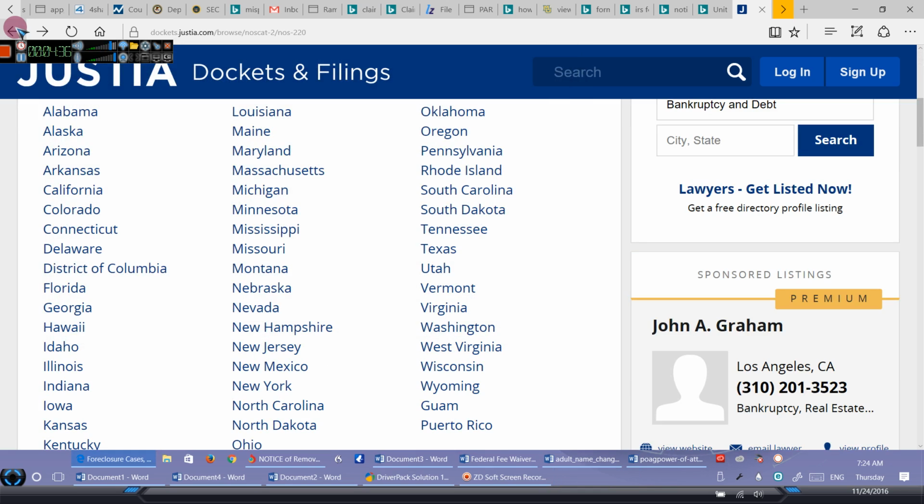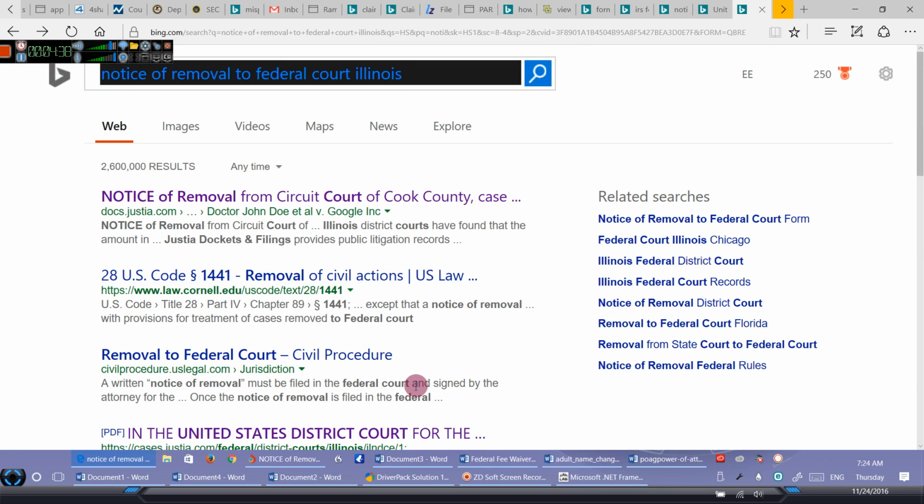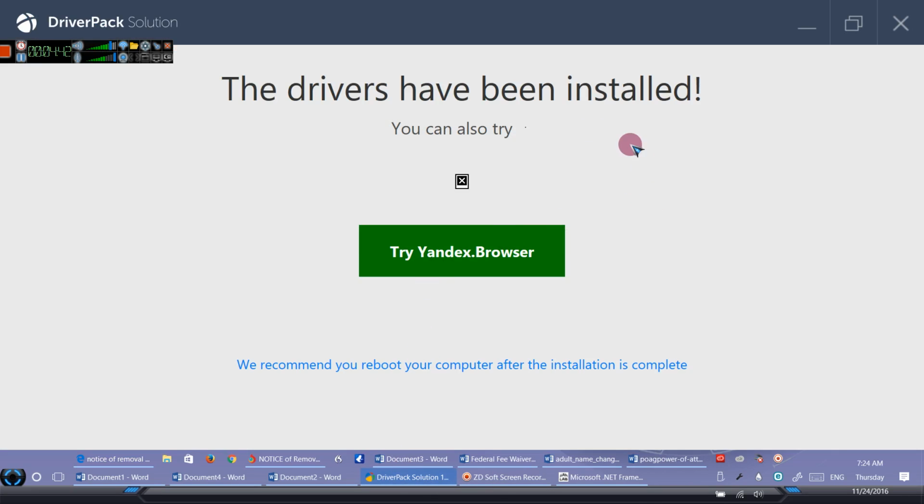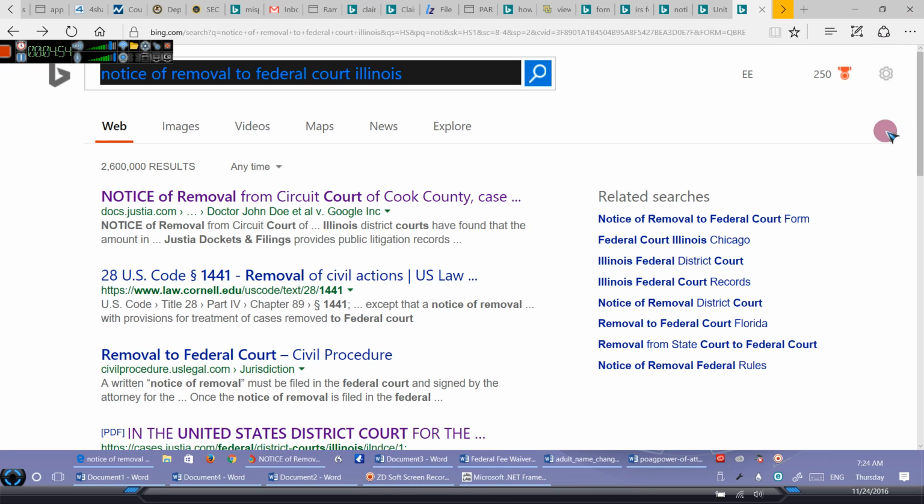Oh, I'm sorry. You see that right there? That thing that just popped up? That's this thing right here. This is called the drivers have been installed. This is called Driver Pack Solution. Just type in Driver Pack Solution in Google, and basically what it does is find all your missing drivers. Instead of you having to download a driver locator software that wants to charge you, that one's free. Free. You hear me? Free.